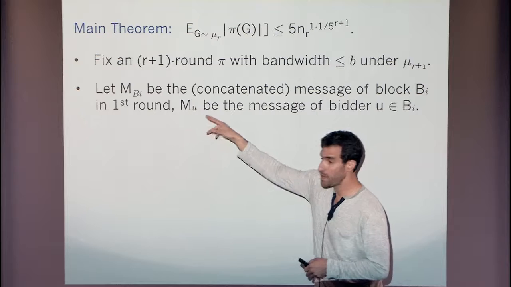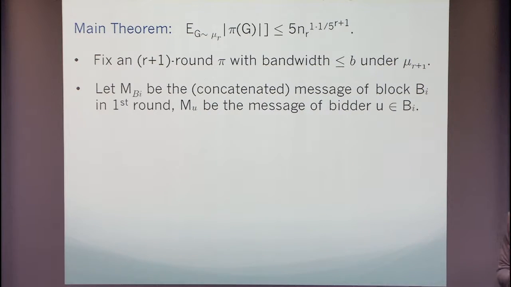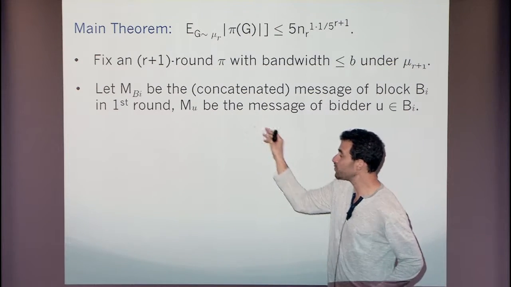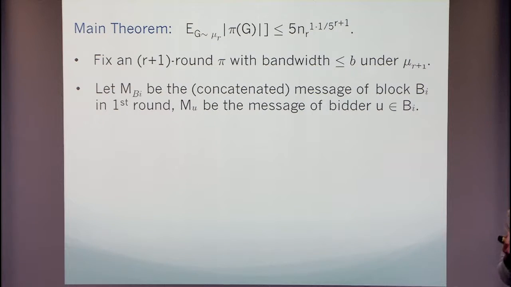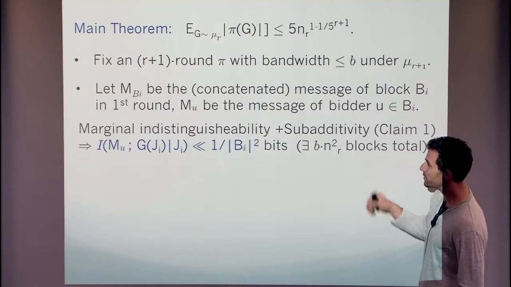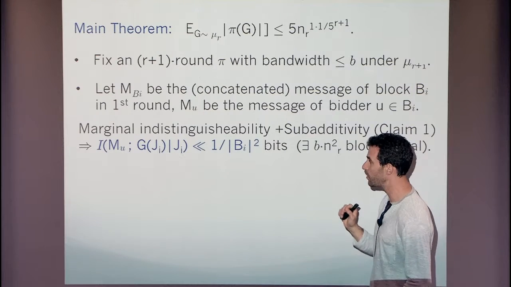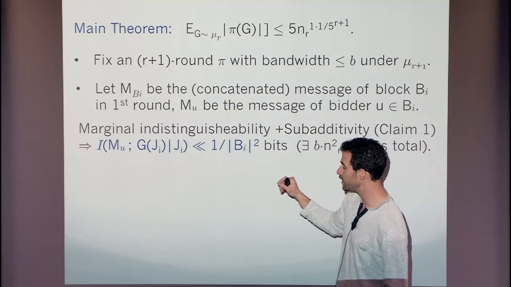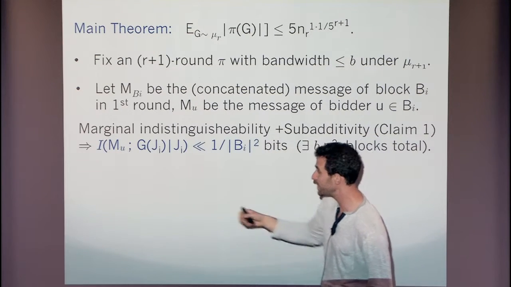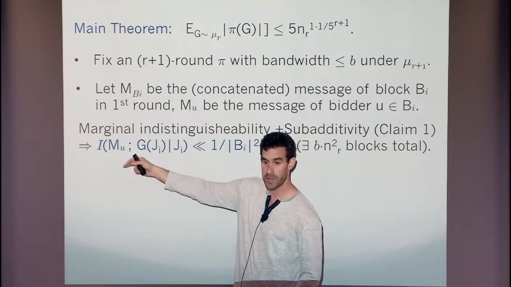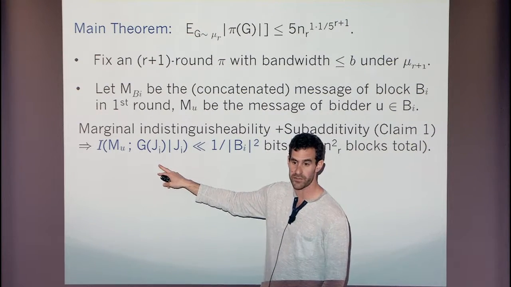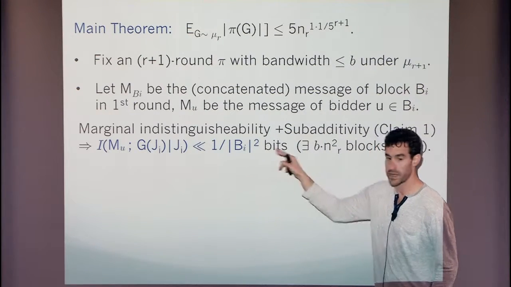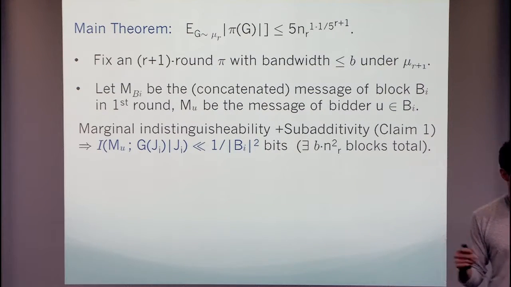And let's denote by M sub bi the first message of the protocol in the first round of pi, and M sub u to be the messages of the corresponding bidder u. So I won't really have time for this. Let me just say what's going on here. It's not too hard to show, using subadditivity of mutual information and the marginal indistinguishability property, that individually, the message of each individual bidder on the hidden graph, conditioned on the hidden index, is very small. It's like 1 minus the size of the block squared.